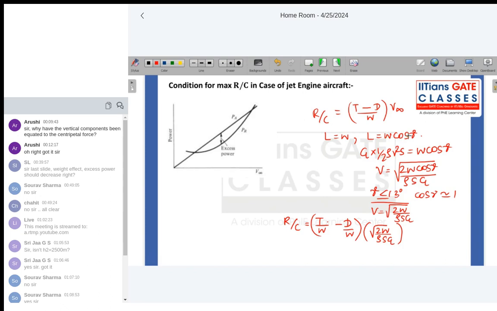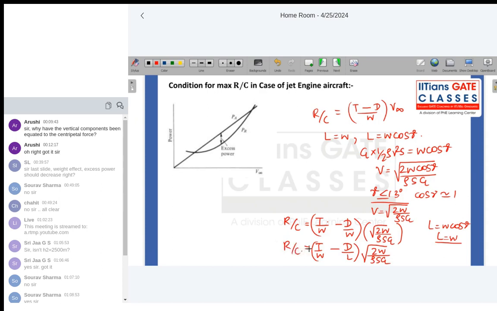Lift equal to W cos gamma. When gamma is less than 30 degrees, lift can be equated as equal to weight itself. So one of the weights, I replace it as lift. So thrust by weight minus drag by lift into root of 2W by rho S CL. This is your equation.